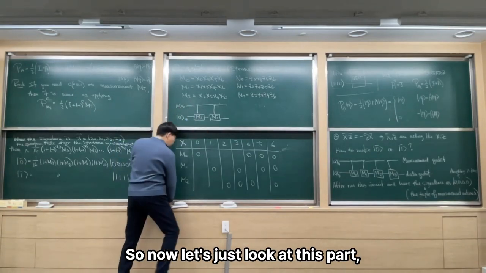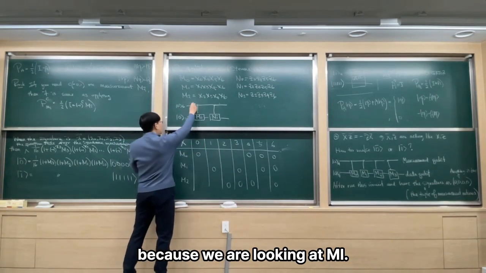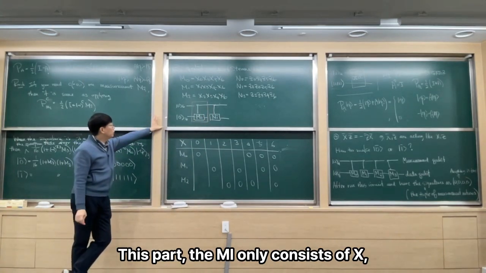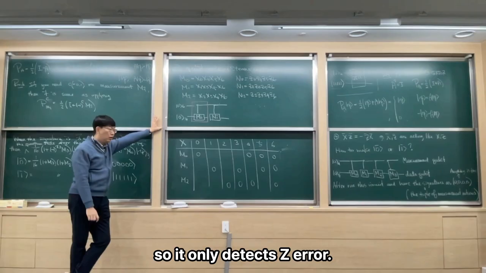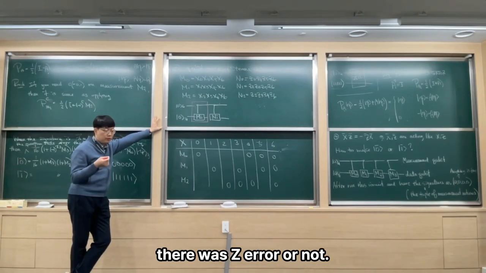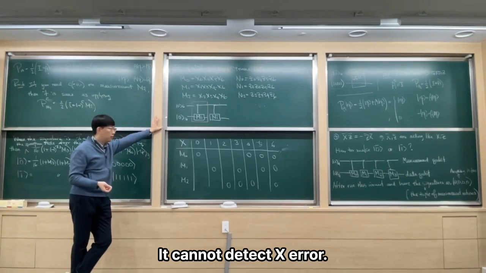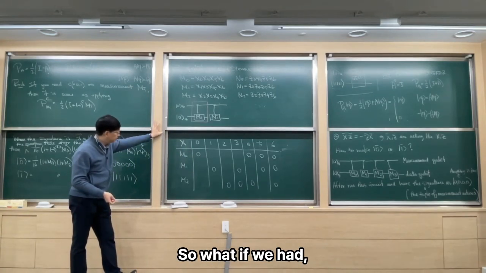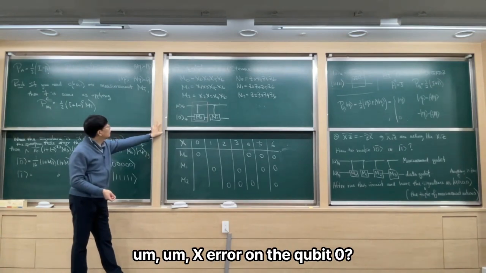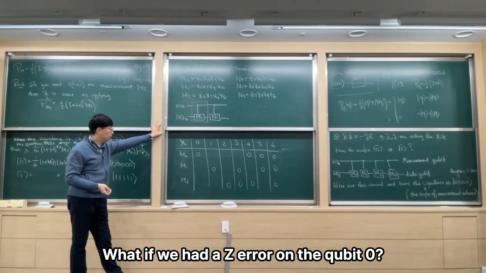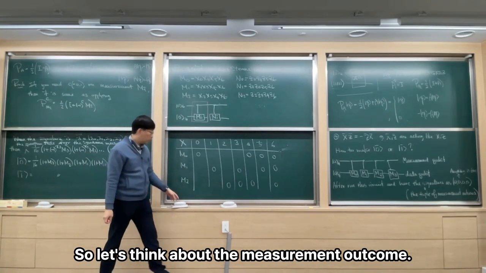So now let's just look at this part, because we are looking at MI. What does this part do? This part, the MI, only consists of X. So it only detects a Z error. So measurement X gates can detect whether there was a Z error or not. It cannot detect an X error. And then the signatures are all different. So what if we had a Z error on qubit 0? Let's think about the measurement outcome.